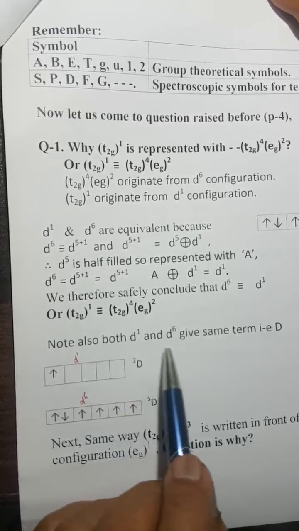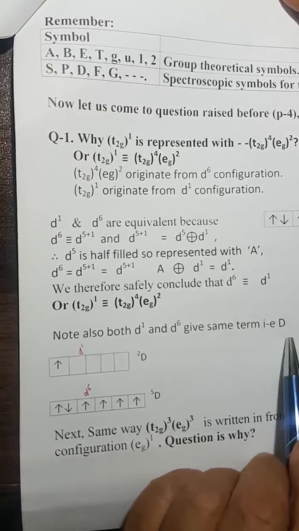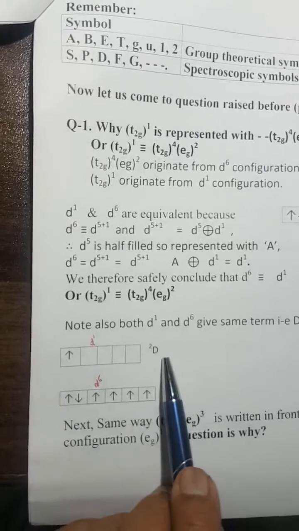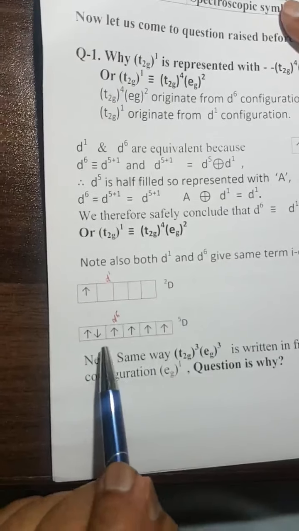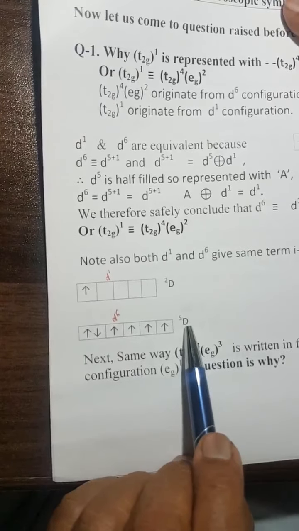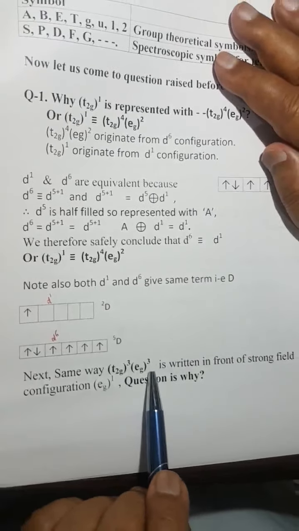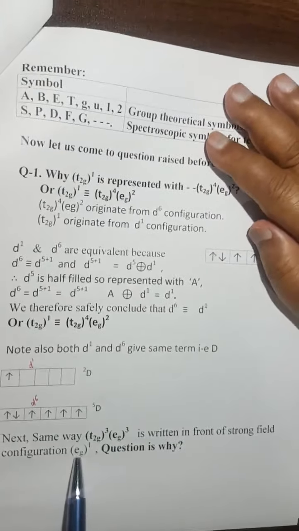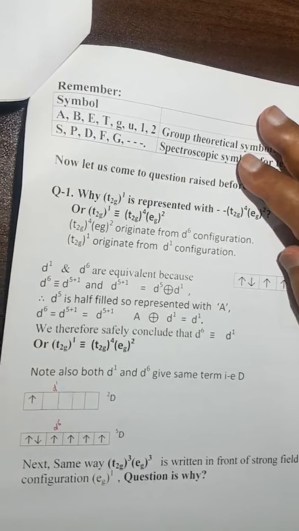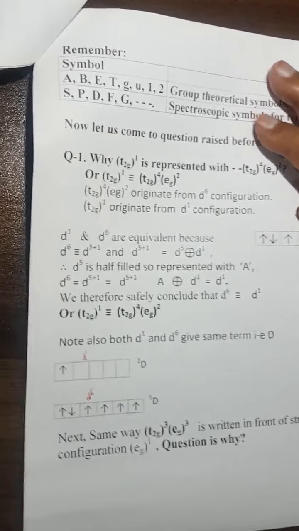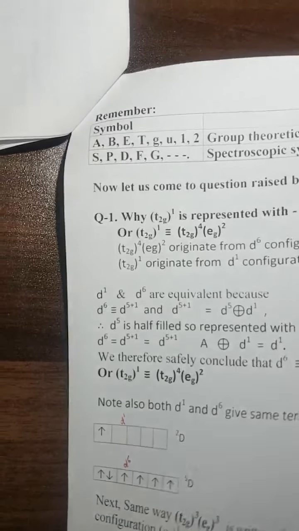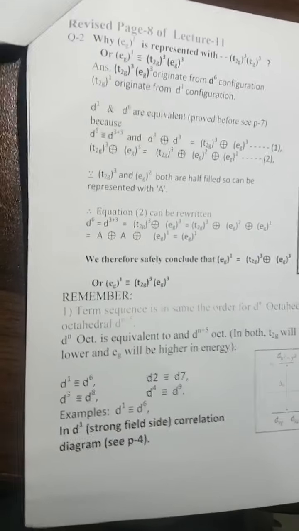Note also that d1 and d6 give the same term. You can see that d1, double D. This has 4 unpaired, it's a double D. The next, in the same way, we will prove the t2g. This is written in front of this. Why this is written there, I will prove on the next page.